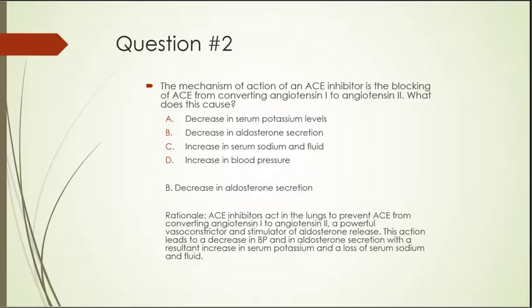ACE inhibitors act in the lungs to prevent ACE from converting angiotensin 1 to angiotensin 2, a powerful vasoconstrictor and stimulator of aldosterone release. This action leads to a decrease in blood pressure and a decrease in aldosterone secretion, with a resultant increase in serum potassium and loss of serum sodium. So if you're losing sodium, you're losing fluid. And if you're losing sodium and fluid, you're at increased risk for dehydration.